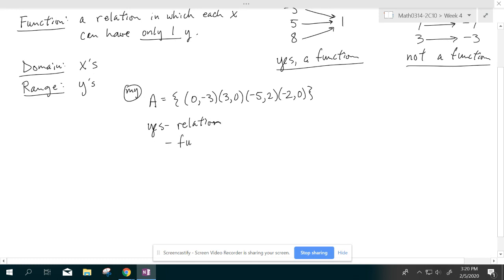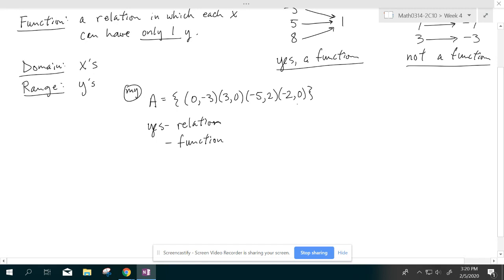Is it a function? I heard yes and no. I say no because there's 2 y zeros. There's 2 y zeros. So that means that 0 for y is with 2 different x's. And that's okay. Remember, the y's are allowed to be with more than one x. What you're not allowed to have is the same x going to more than one y.